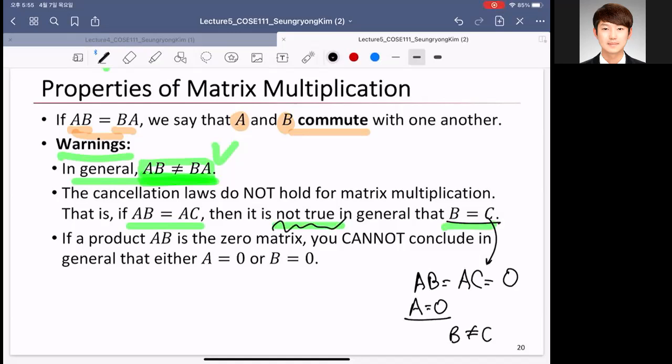Not true. If a product AB is the zero matrix, you can't conclude in general that either A is equal to 0 or B is equal to 0. So even though A and B are not zero matrices, we can generate the zero matrix. We can't conclude in general that either A is the zero matrix or B is the zero matrix, right? It's just a warning.